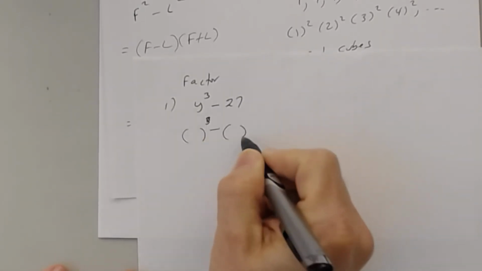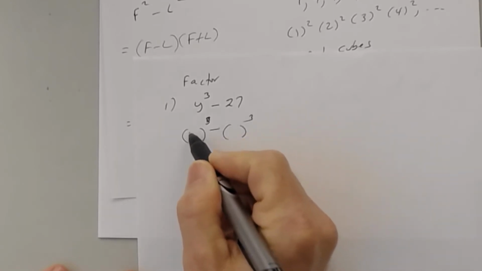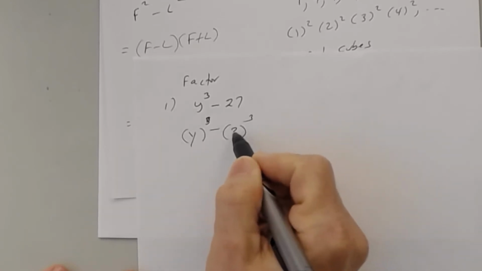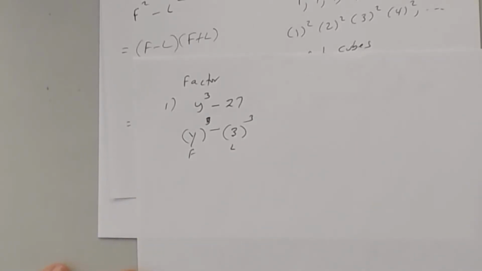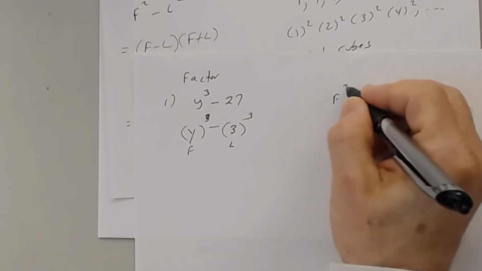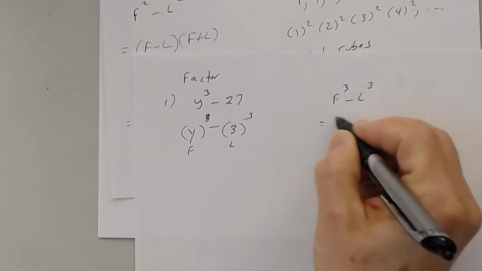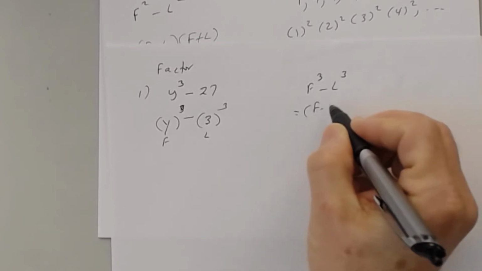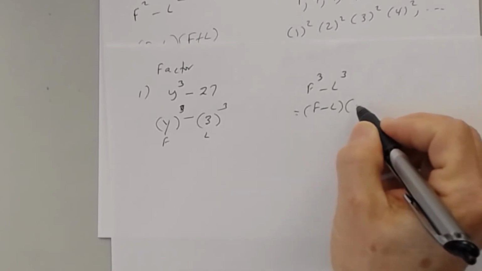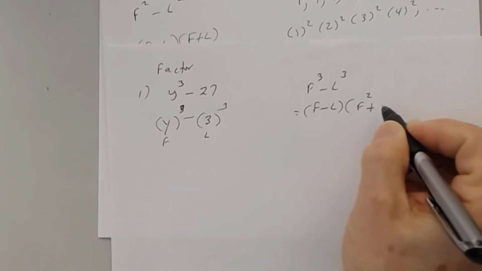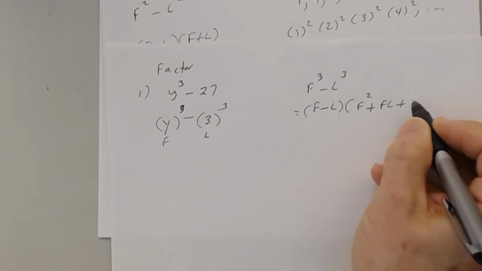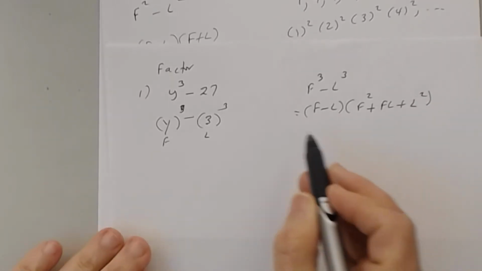Because I can fill in these parentheses. Those are cubes up here. What goes inside the first one? Y. What goes inside the second one? 3. So this is your F, this is your L. So what's my F? Y. What's my L? 3. Now let's talk about the formula. Let's go back to the formula. F cubed minus L cubed. My binomial is F minus L. And my trinomial is whatever F is, I do what to it? Square it. Plus FL plus L squared.